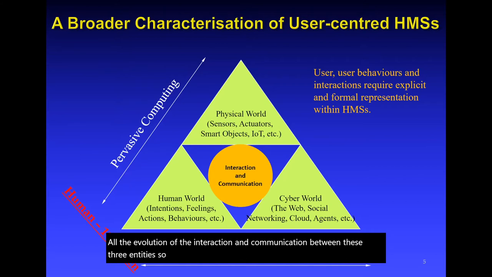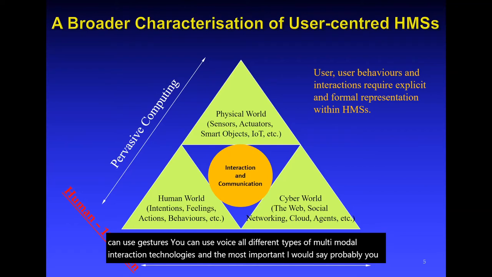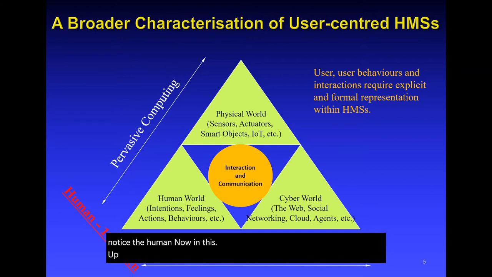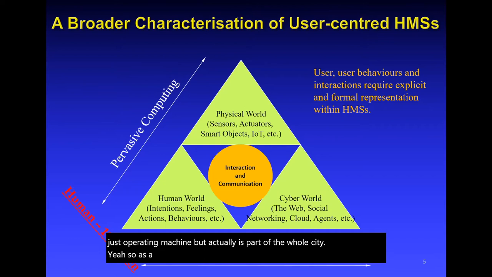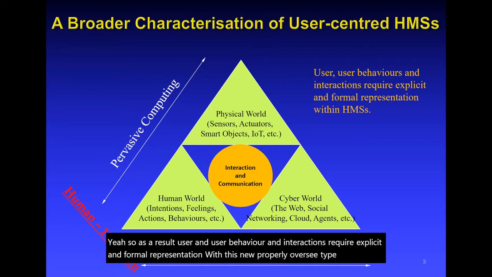It's not only humans physically operating these devices. You can use gestures, you can use voice, all different types of multimodal interaction technologies. And the most important, I would say, is that the human in this context has now become the first class citizen. It's not just operating a machine, but actually a part of the whole system. As a result, user and user behavior and interactions require explicit and formal representation in this new type of user-centered human machine system.